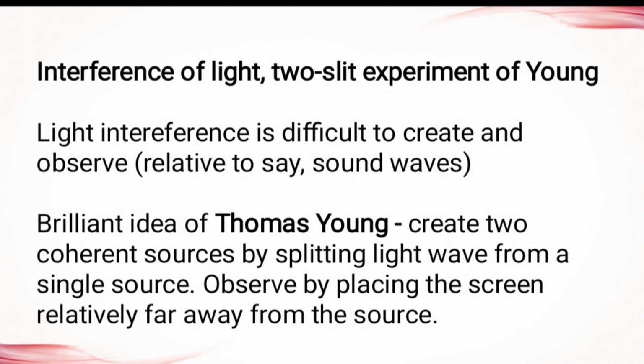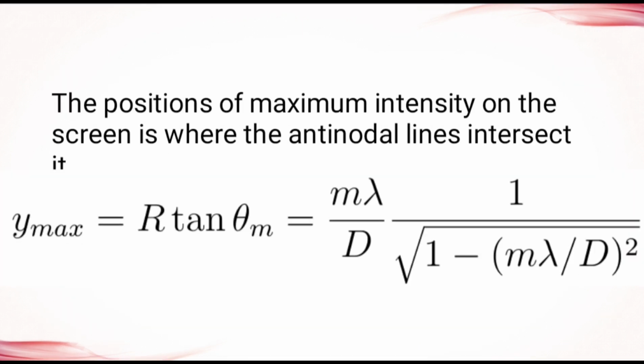When we place two slits, it provides two coherent light sources that then interfere constructively or destructively. Young used sunlight, where each wavelength forms its own pattern, making the effect more difficult to see. The positions of maximum intensity on the screen are where the antinodal lines intersect.